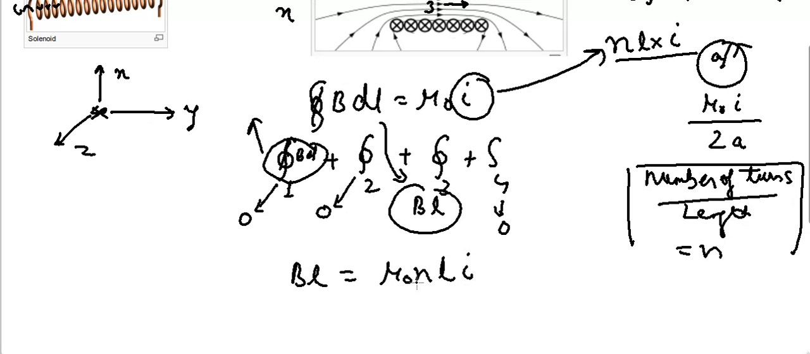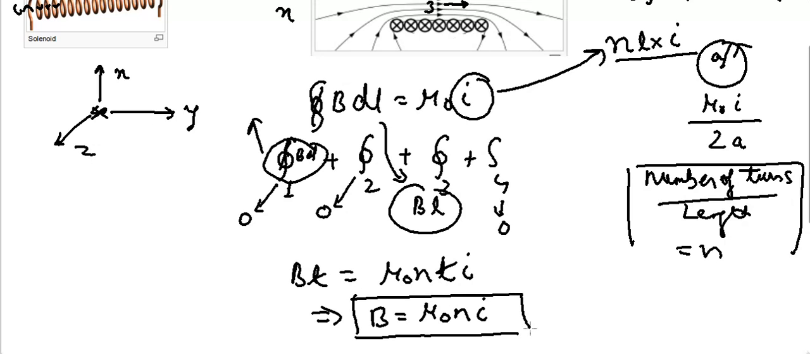So the length term gets cancelled on both sides, and it simply becomes B is equal to mu naught n i. So we have used Ampere's law to derive the magnetic field inside a solenoid. One important point to remember is that in B is equal to mu naught n i, small n defines the number of turns per unit length of a solenoid.